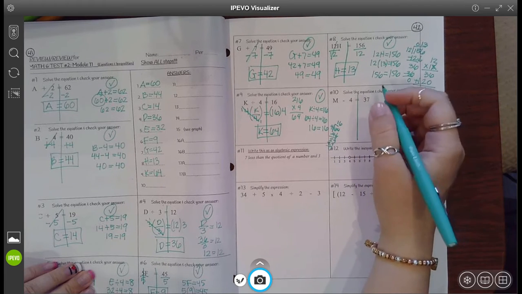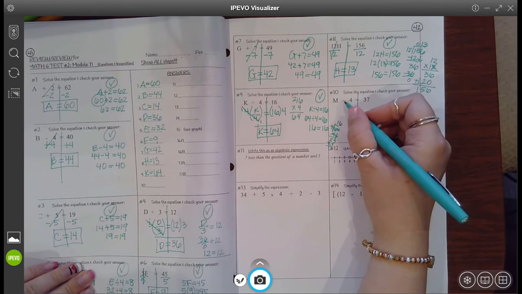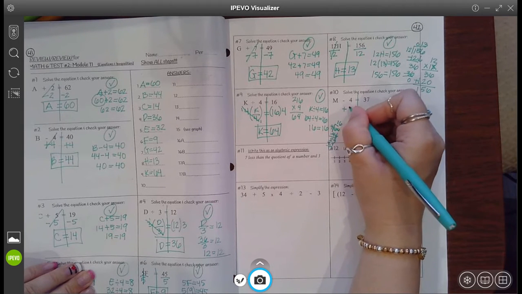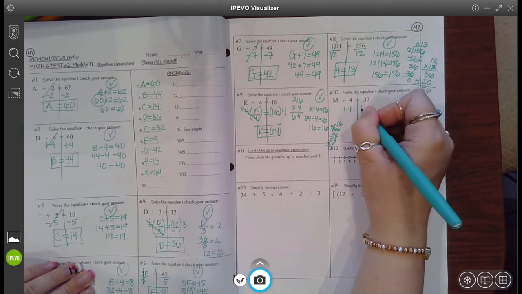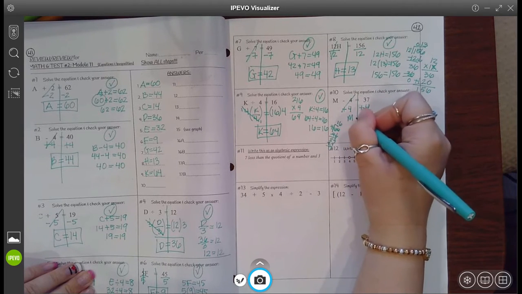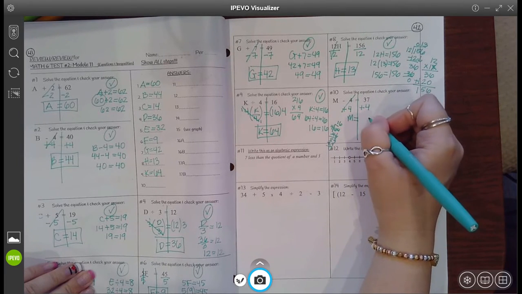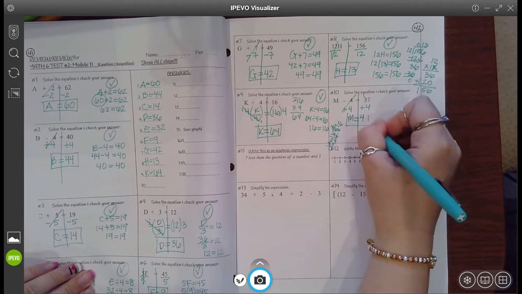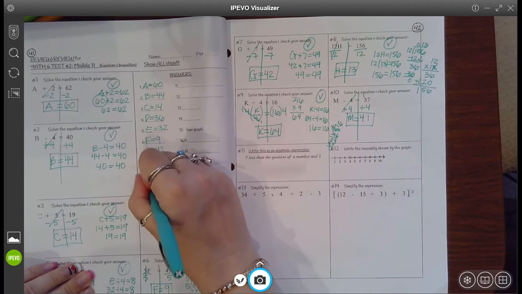Okay, for my next one, you want to get rid of this minus 4 to isolate your variable. So the inverse of minus 4 is to add 4. Whatever you do to one side, do to the other. Those cancel, so you have m equals, well, 7 plus 4 is 11. 1 and 3 make 4. So m equals 41.